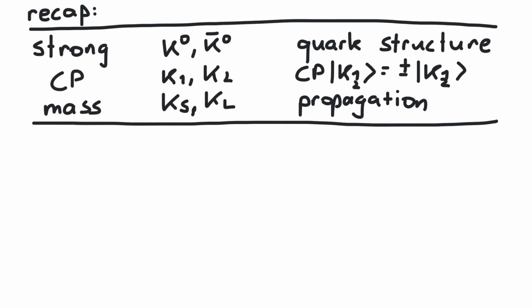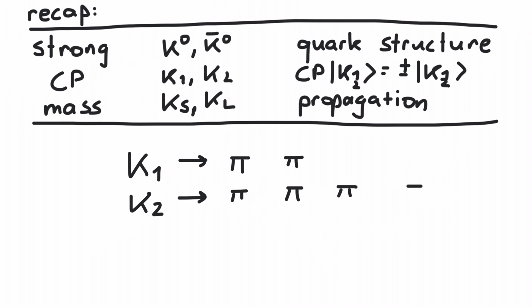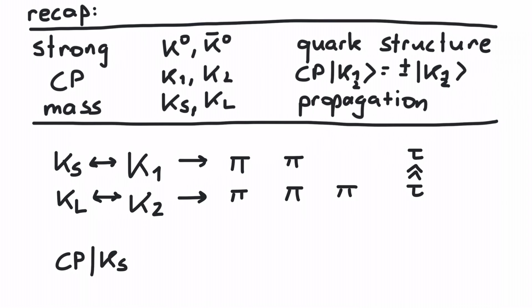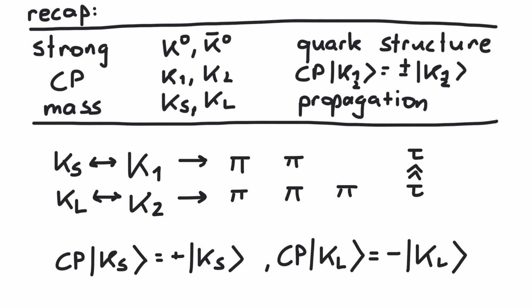How are the mass eigenstates related to the others? Remember that K1 and K2 are distinguished by the number of pions they decay into. We also know that a decay into 3 pions is not very likely to happen, so it makes sense to identify K1 with K-short and K2 with K-long. This means that K-short and K-long must be CP eigenstates with the same eigenvalues as K1 and K2.